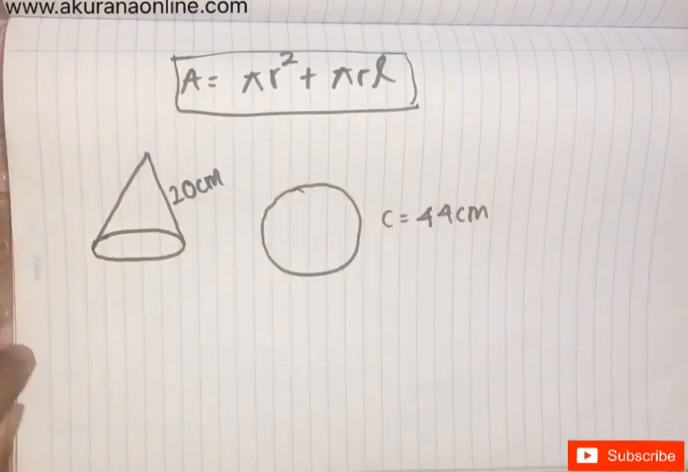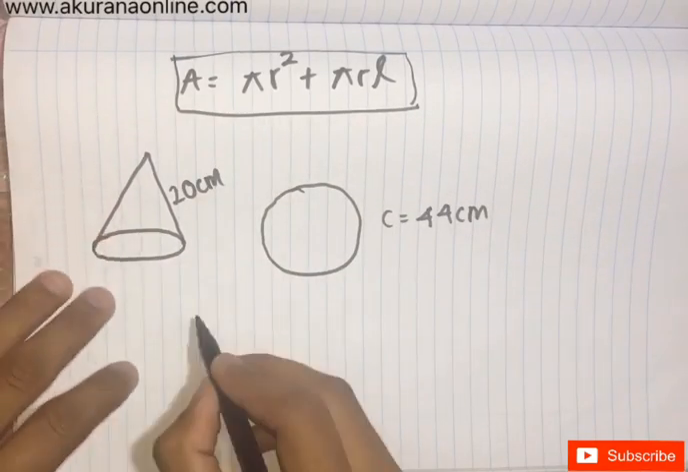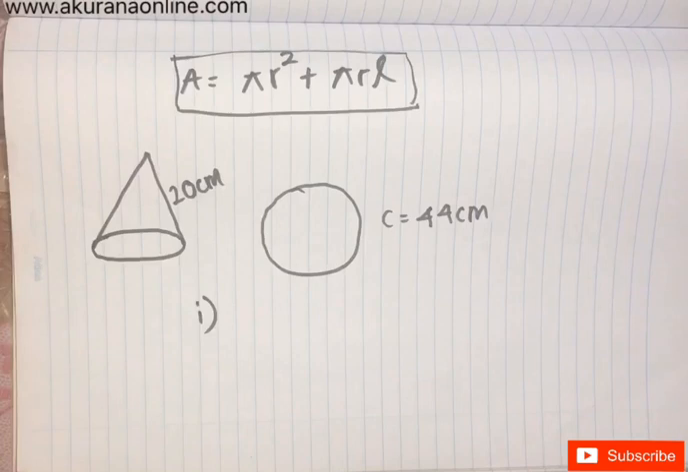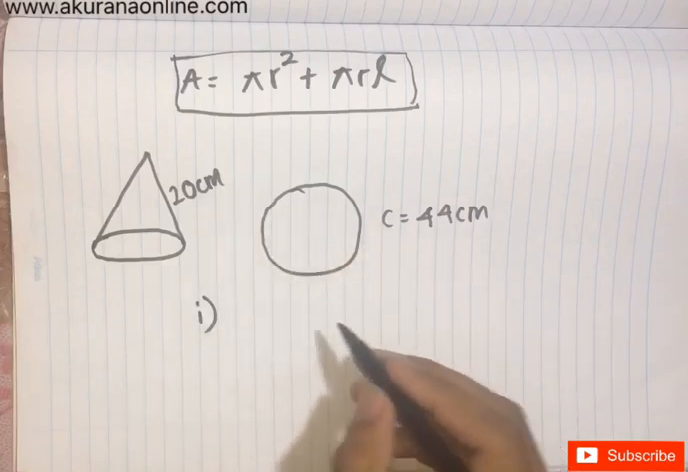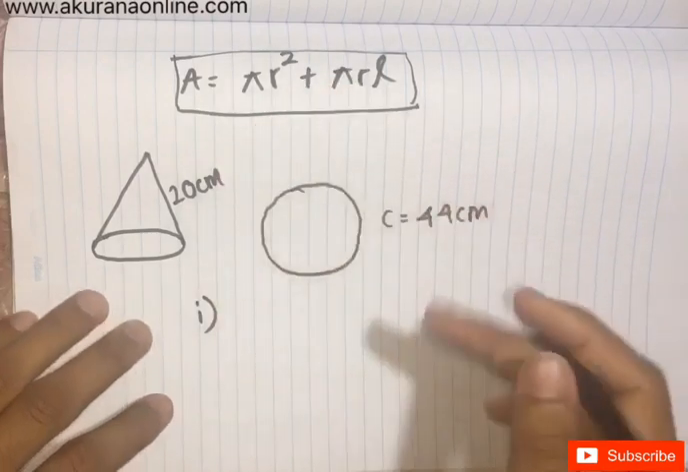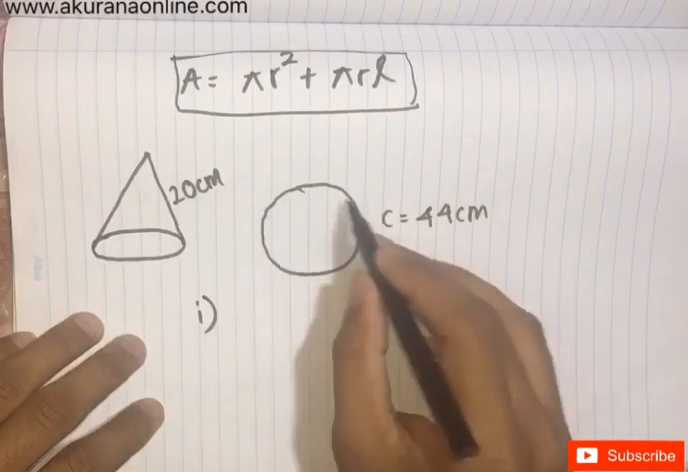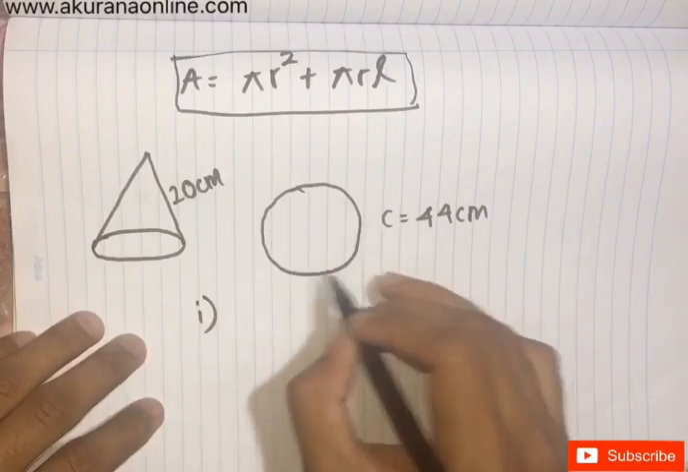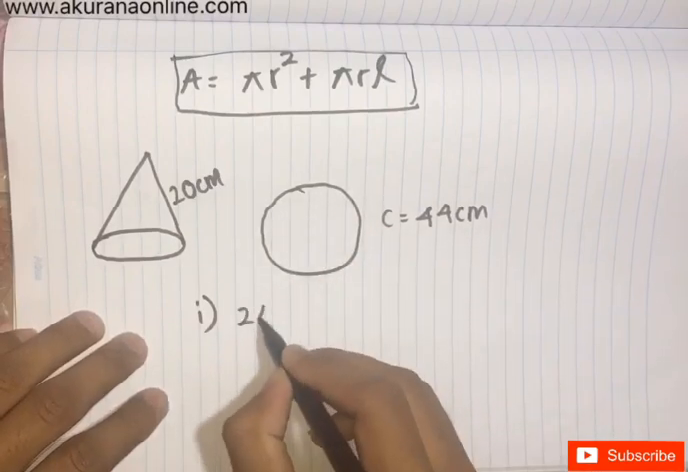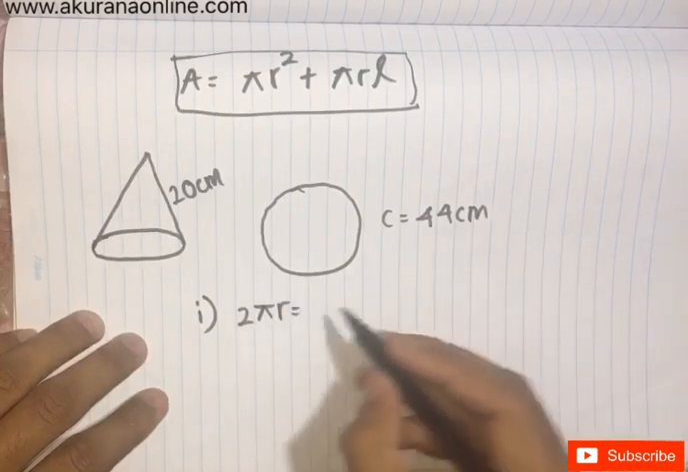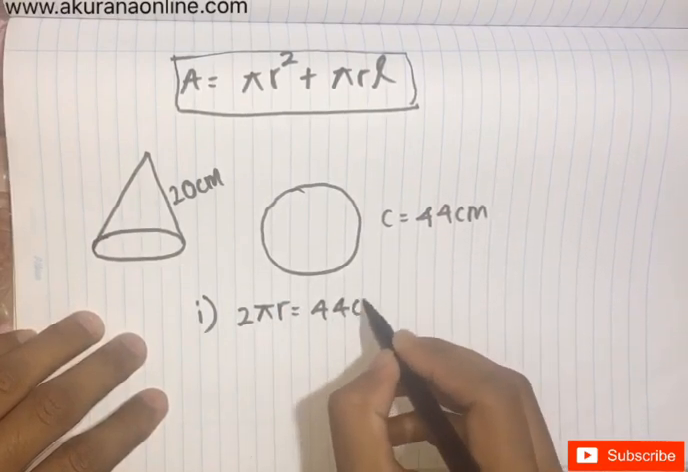Now part one, you have to find the radius of the cone. How do you find the radius? Let me use the equation. Before going to the equation, you know the equation for the circumference of a circle, that is equal to 2 pi r. Now already the value is given, 44 centimeters.